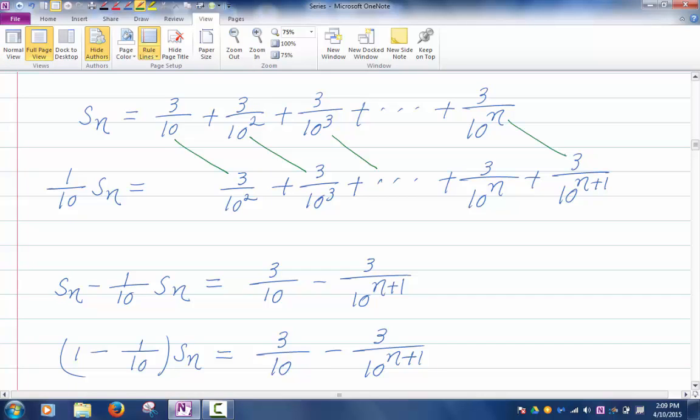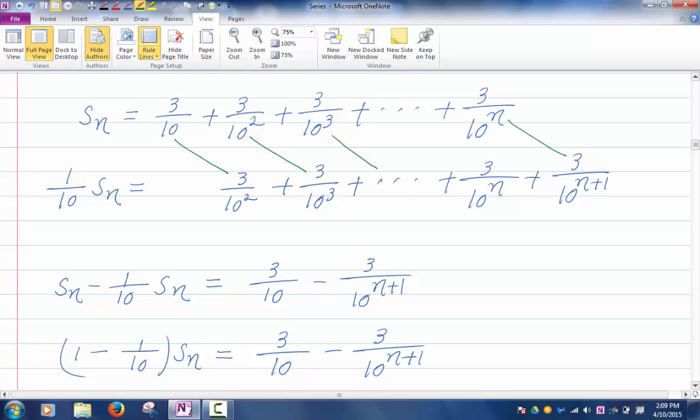Okay? So now I'm going to subtract the second equation from the first. If I subtract the second equation from the first, what do I get? I get Sn minus 1/10 times Sn, right? Is everybody clear? On the left-hand side. On the right-hand side, notice all the terms will cancel out except for 3/10 and 3 over 10 to the n plus 1.